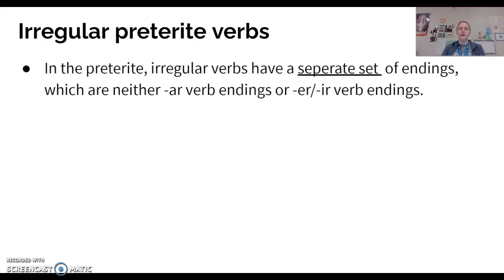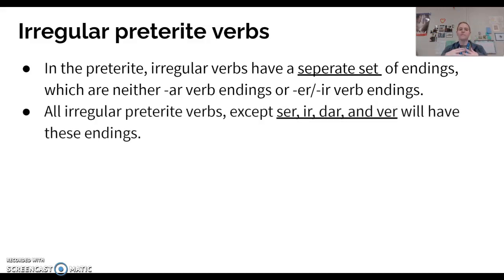Okay, so in the preterite, the irregular verbs have a separate set of endings. So it's neither AR verb endings nor IR verb endings. It's its own separate thing. So whether the verb is AR, ER, or IR, it's going to use this set of endings if it's irregular. Sorry.